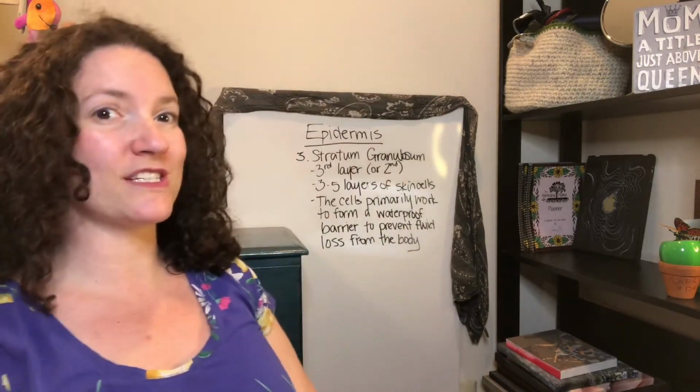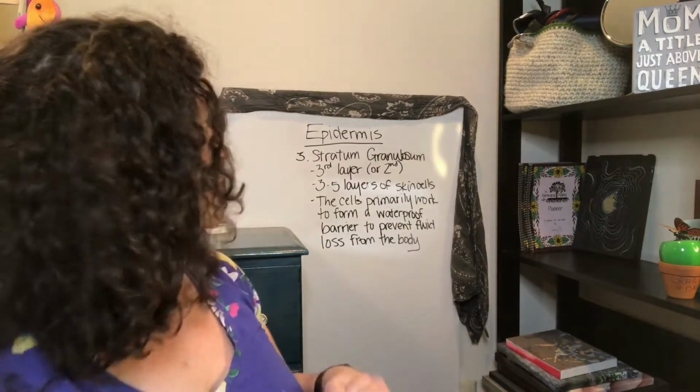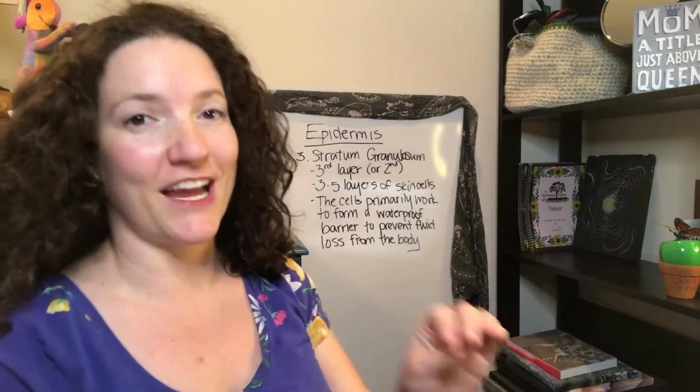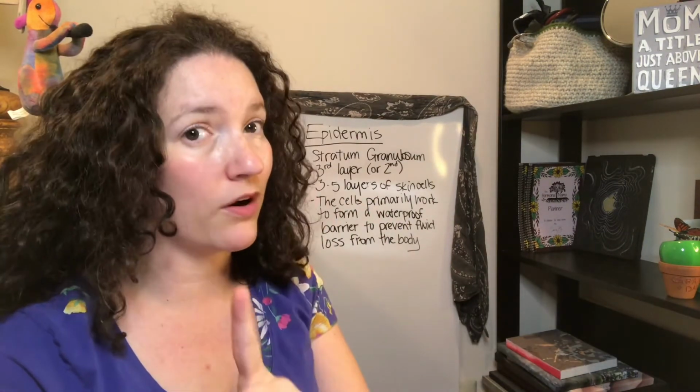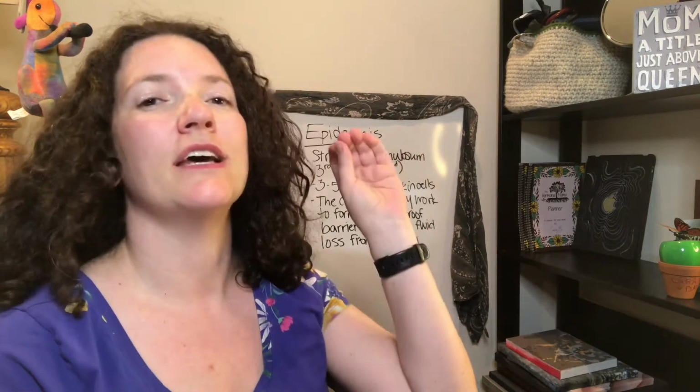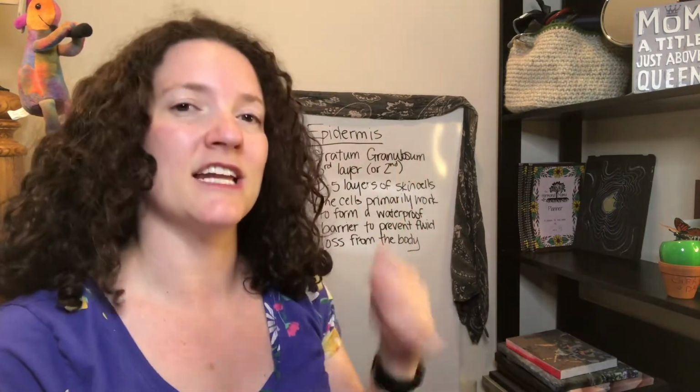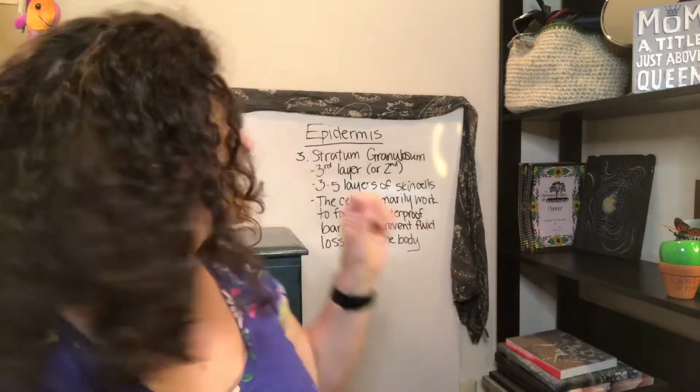Next up is the stratum granulosum. The stratum granulosum is the 3rd layer underneath the stratum lucidum, or if we're talking about anywhere else on the body except the palms of the hands and the soles of the feet, then it is the 2nd layer, okay? It is only 3 to 5 layers of skin cells.